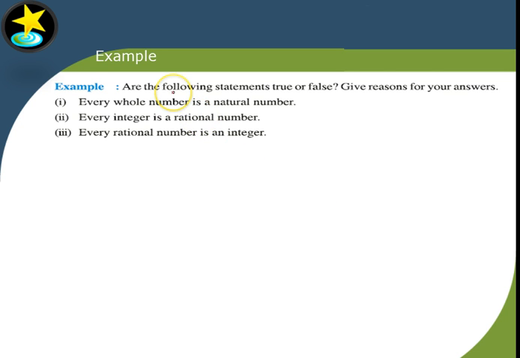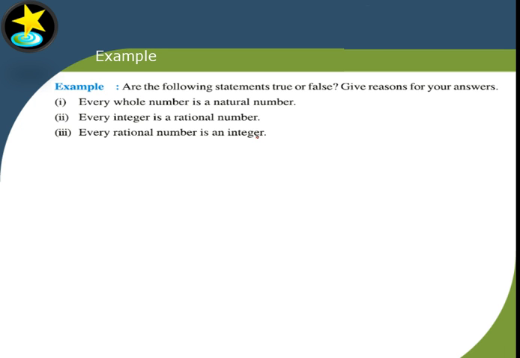As an example, we are looking to give an answer to these three questions, and we are also looking to provide the reason why we think each is true or false. Take the first example: every whole number is a natural number, true or false. Every integer is a rational number. And every rational number is an integer. Now I have to answer these questions in terms of true and false, and I also have to provide the reason why I think so.